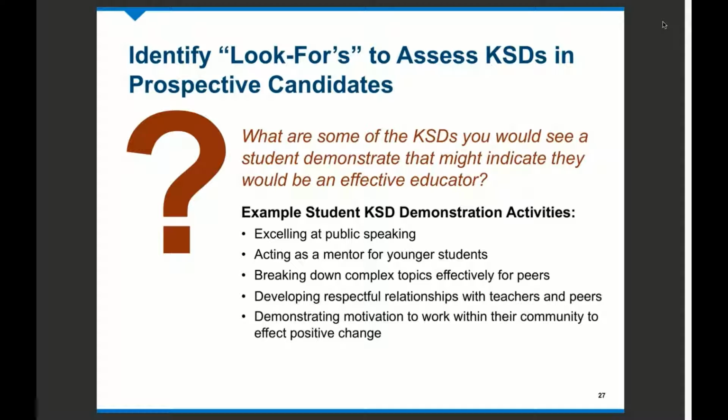Here are a few examples of qualities that you might look for: excelling at public speaking, acting as a mentor for younger students, being skilled at breaking down complex topics for peers, developing respectful relationships with teachers and peers, being motivated to work within the community to affect positive change. Regardless of how you think about some scenarios where students would demonstrate these KSDs, there are important things to keep in mind. First, a student does not need to have every KSD identified to be a desirable candidate to explore a Grow Your Own program.